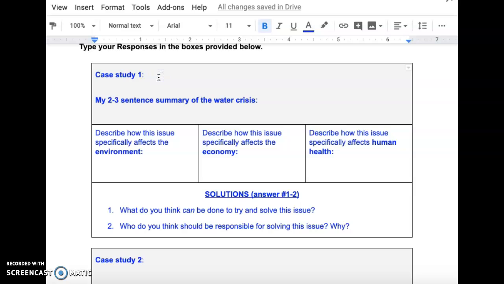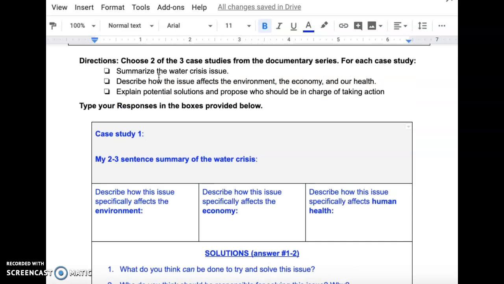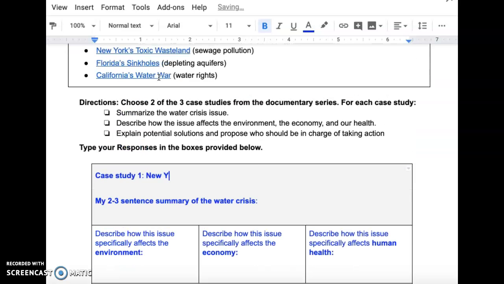So here I would put New York's toxic wasteland, sewage pollution as the title for case study 1. And then I would write my 2 to 3 sentence summary in my own words of the water crisis that I learned about, right? What did I learn about sewage pollution in New York? That's the water crisis.